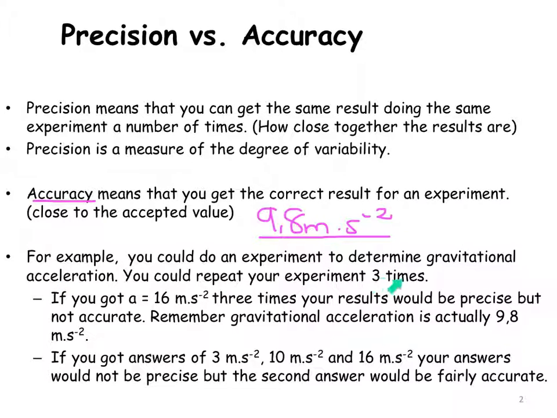You could repeat the experiment 3 times. Let's say you got 16 meters per second squared 3 times in a row. Then your results would be precise because they would be unvariable. They would be close together. But they wouldn't be accurate because 9,8 is the right answer. On the other hand, you maybe get 3, 10, and 16. If you average those, you land up at more or less 9,8. Your answers are not precise because, as you can see, they're all over the place, but they are considered to be accurate. Here's another way of looking at that.